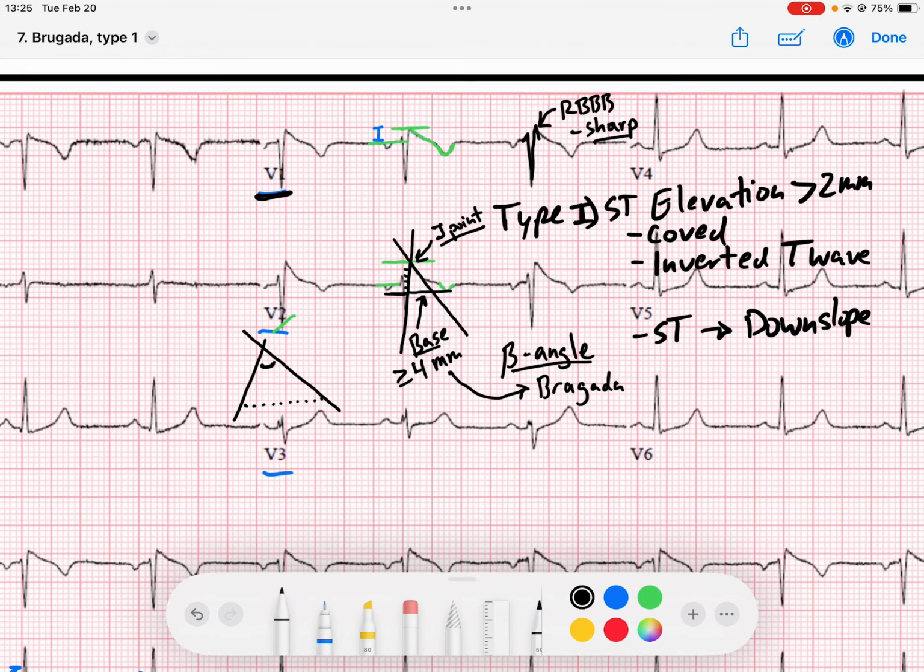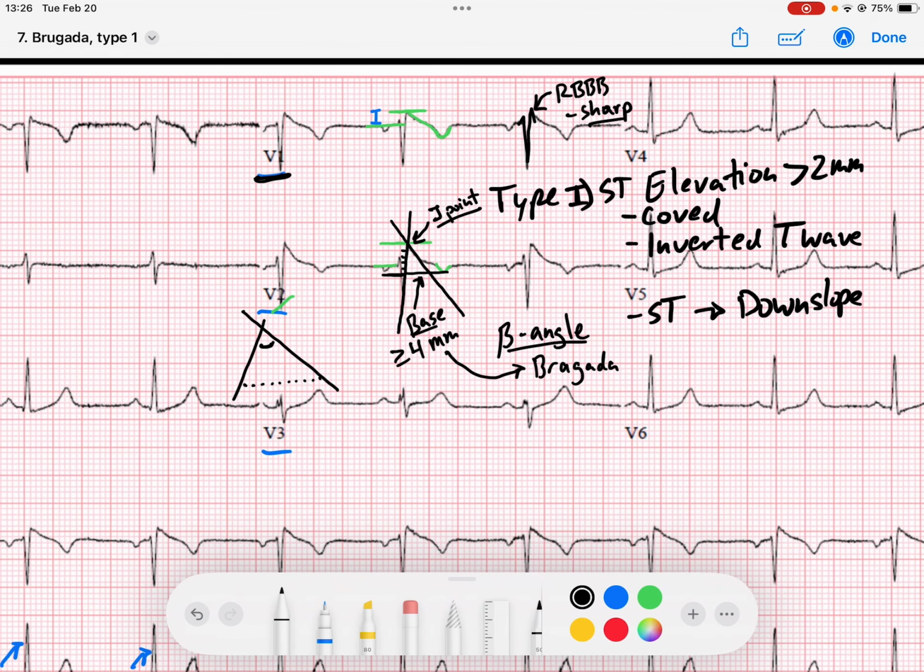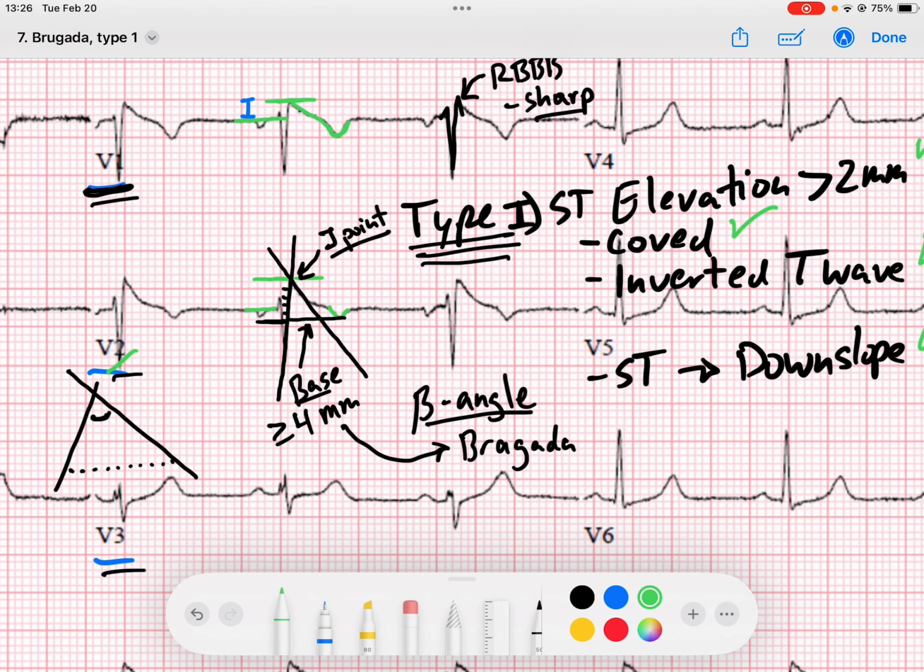So let's talk about the findings in Brugada, right? V1, V2, and V3, we just need to have this in one of these three to have the most diagnostic criteria, which is type 1. So we're going to have ST segment elevation greater than 2 millimeters. This segment elevation is going to be coved. There will be downsloping of the ST segment that is followed by an inverted T wave. Okay, and we can best see that here in V2, which probably has the best example of that, right? V1 also has a good example of that.